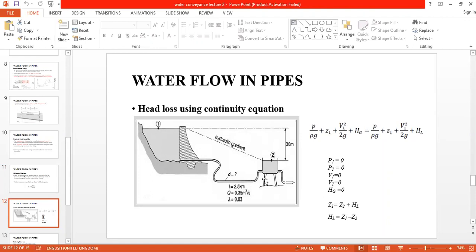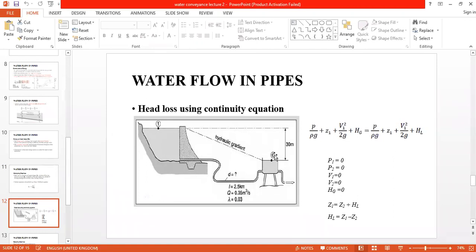So using these two points, there at 1 and here at 2, we can determine the head loss based on the height of these two. So I said we can use that equation, the one that I've shown previously, but also we can use the continuity equation on its own to determine the head loss.